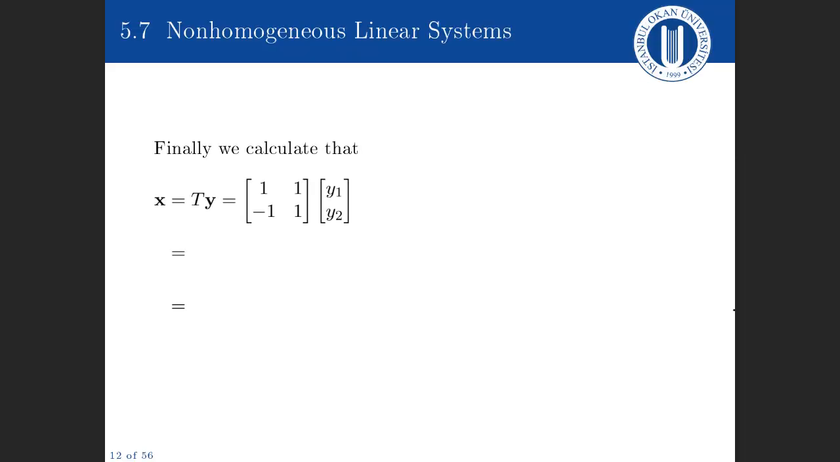If we know y, then we know x, because x is just t y. That's the matrix 1, 1, minus 1, 1, multiplied by y1, y2. We know y1 and we know y2, so all we need to do is multiply a matrix by a vector, and then we finish the calculation. We finish the answer.